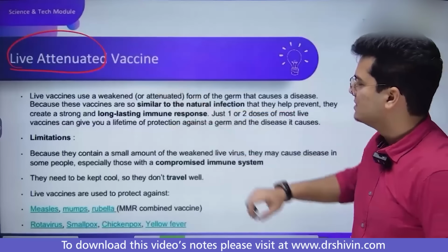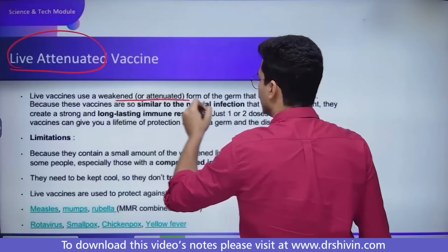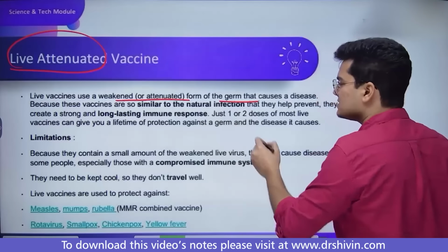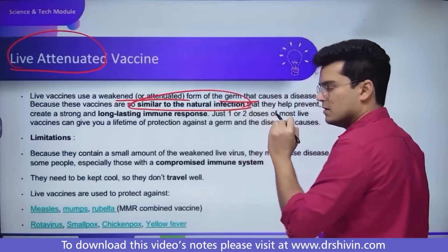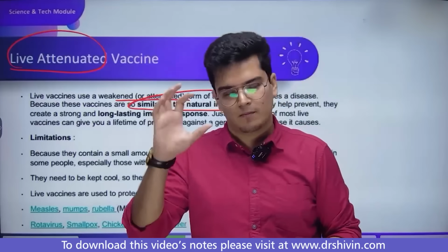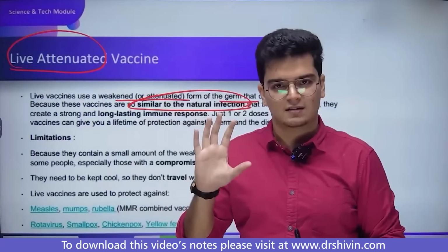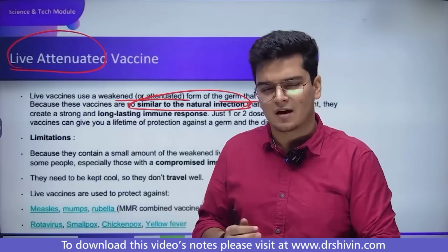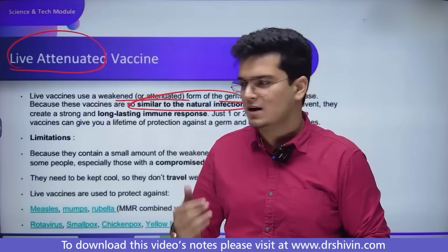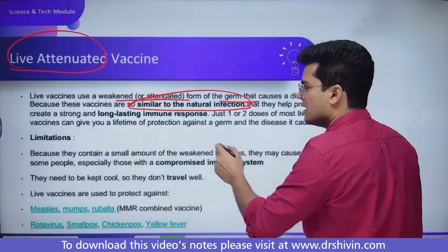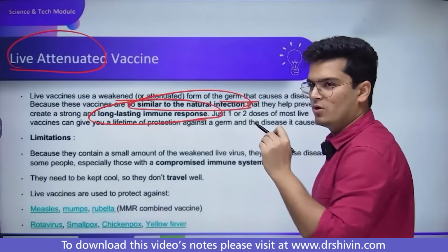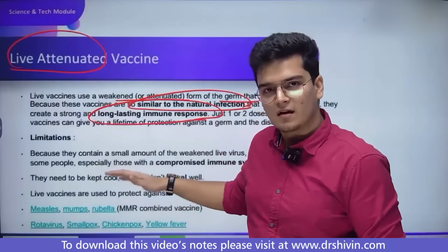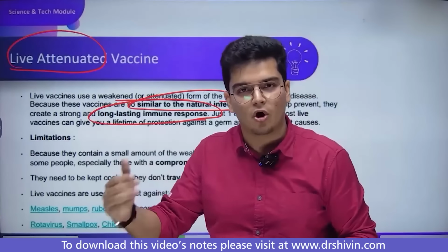Live attenuated vaccine contains the weakened or attenuated form of the germ. Now, why are these vaccines good? They are similar to the natural infection. When there is a natural infection too, a live pathogen comes in, but that live pathogen would have been much stronger. Here the live pathogen is much weaker, but there is a lot of similarity, right? So they are similar to the natural infection and they generate a long-lasting response. Because they are very close to the natural process, their immune response is much more long-lasting.